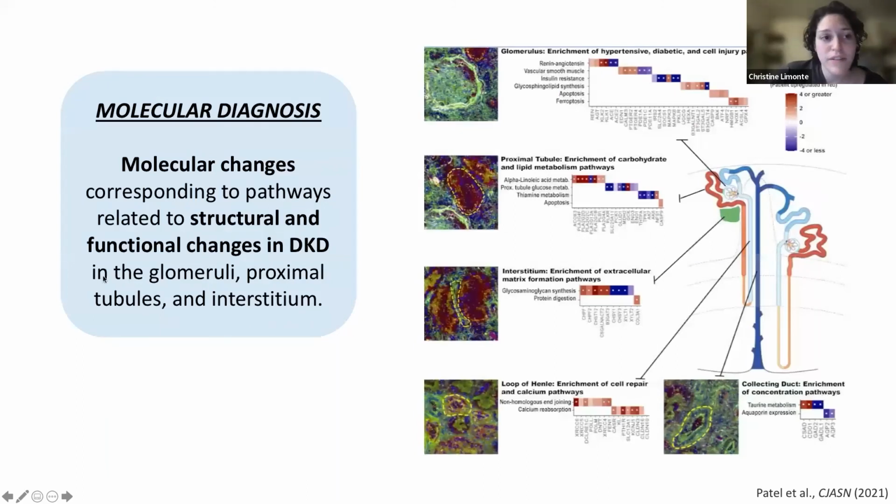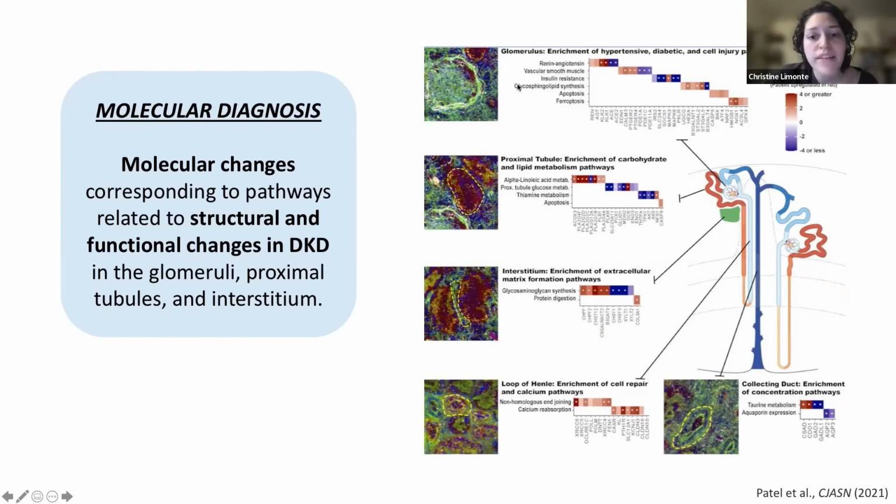But there is a molecular diagnosis as well. RNA sequencing was additionally performed across different nephron segments, and gene expression from these different nephron segments from this individual was compared to that of controls without kidney disease. And then pathway analysis was applied to differentially expressed genes to identify molecular pathways that were overrepresented in each nephron segment. And this is shown in this figure on the right.